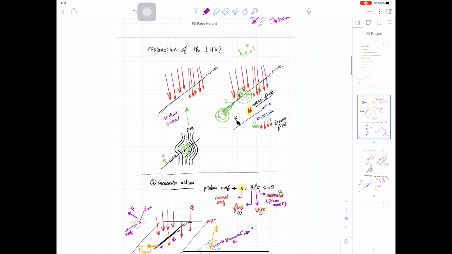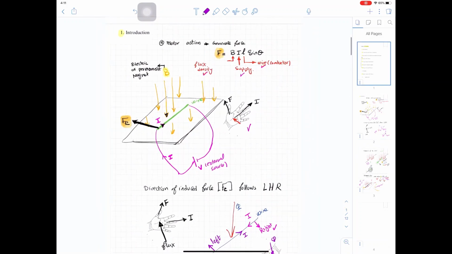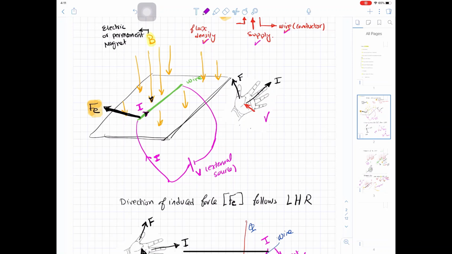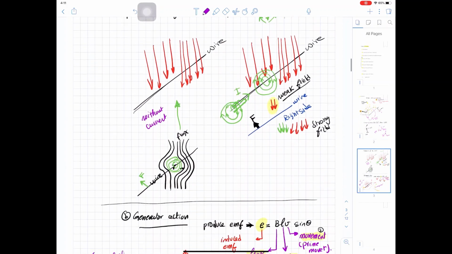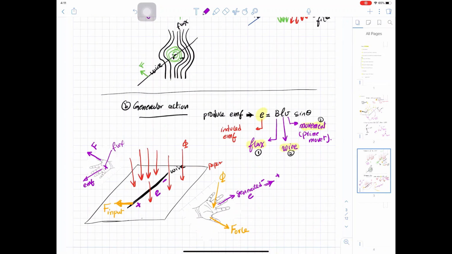So to summarize, if you have a flux, a wire, and there is a current going into this wire, you are generating a force. If you have flux, a wire, and this wire is moving, you are generating voltage. So these are the two basic rules of electromagnetics. Wire moving, cutting flux, generating voltage. Flux and wire carrying current, generating force. That's it. These are the two basic rules for the motor action and for the generator action.